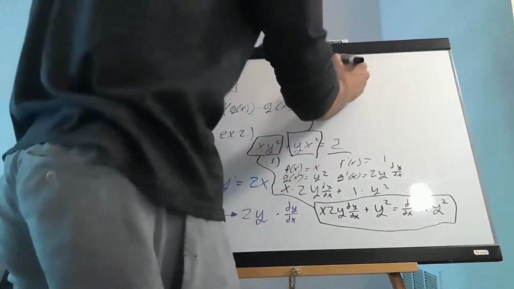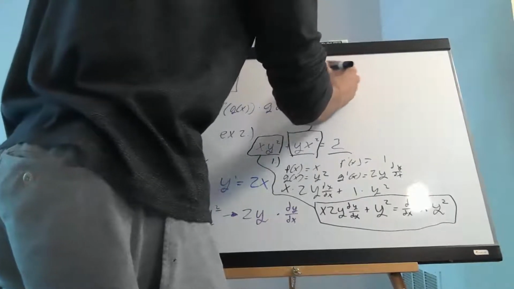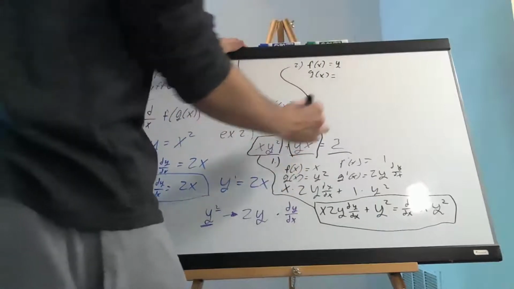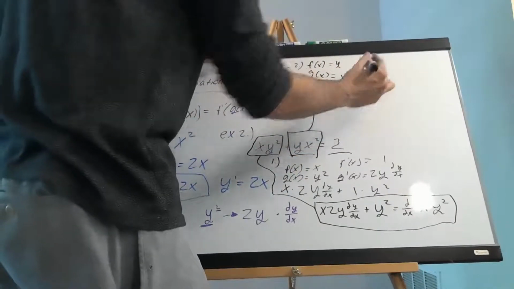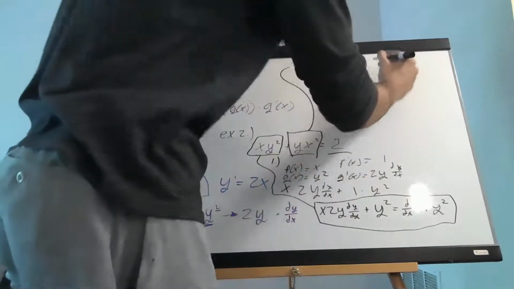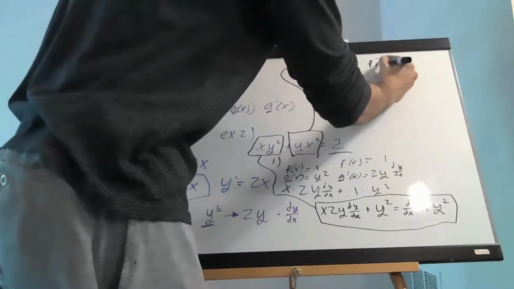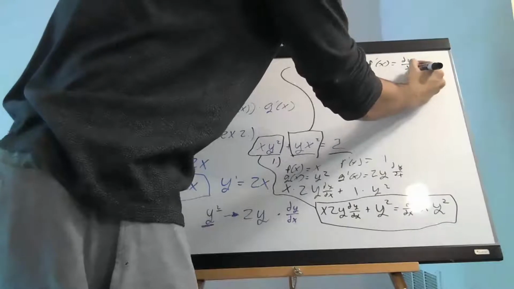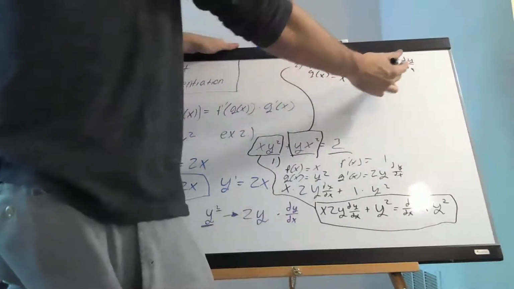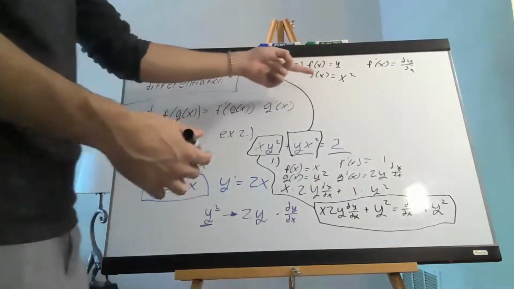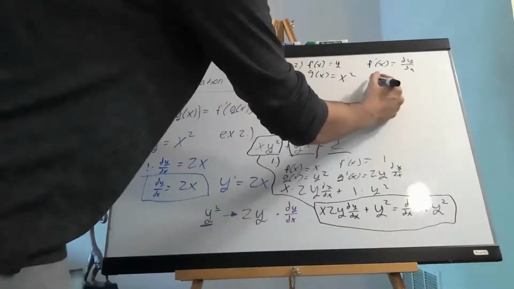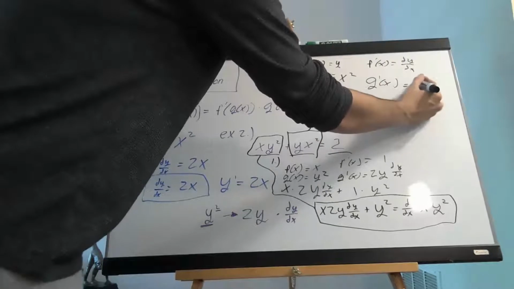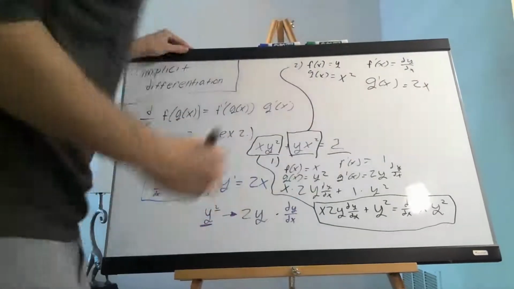So f of x equals y, g of x equals x squared. So then f prime of x equals dy dx. And that's basically just how we write the derivative of y in terms of x there. And then we're going to say that g prime of x is equal to 2 times x.